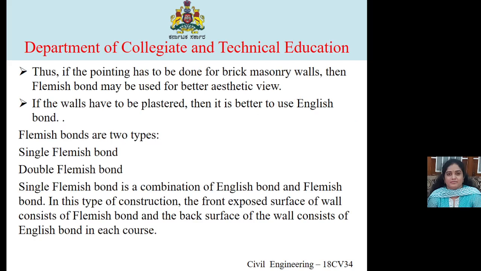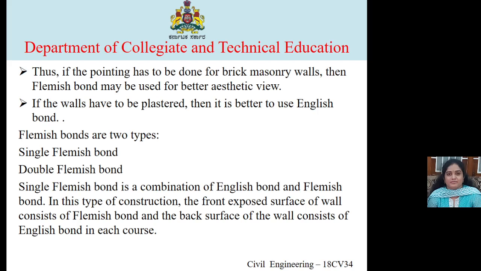Thus, if pointing has to be done for a brick masonry wall, then Flemish bond may be used for better aesthetic view. If you are doing only the pointing work, not the plastering work, then you can go for this because it gives a good aesthetic view. If the walls have to be plastered, then it is better to use English bond. So Flemish bonds are of two types, single Flemish bond and double Flemish bond.